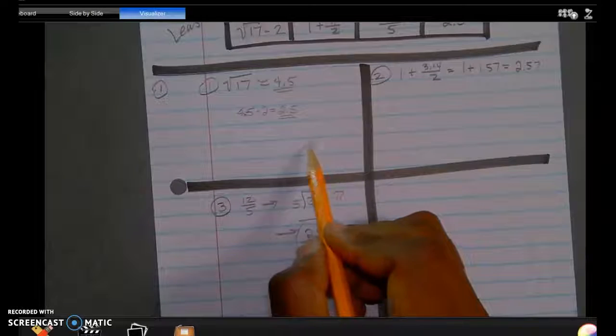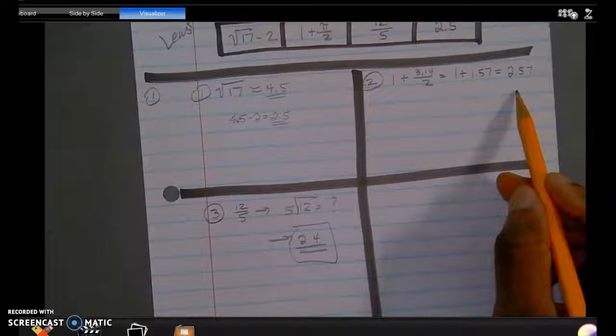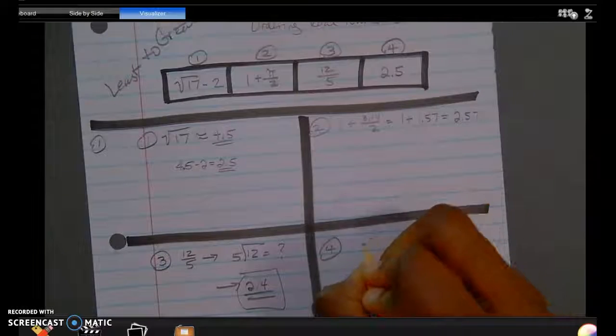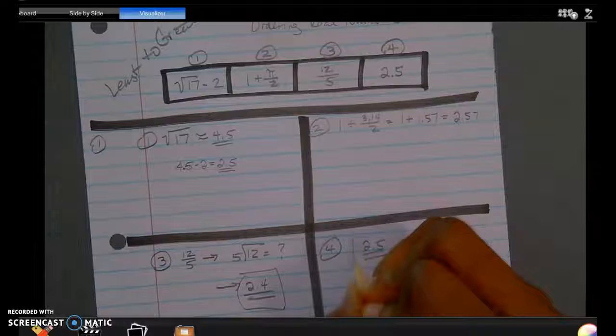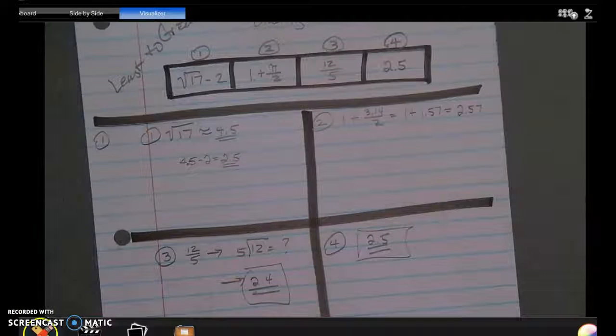So I've approximated this to be about 2.5. This is going to be about 2.57. This is going to be 2.4. And then for that fourth box, I have a value that I know for a fact is 2.5. There's no way around it. That is 2.5. Okay.